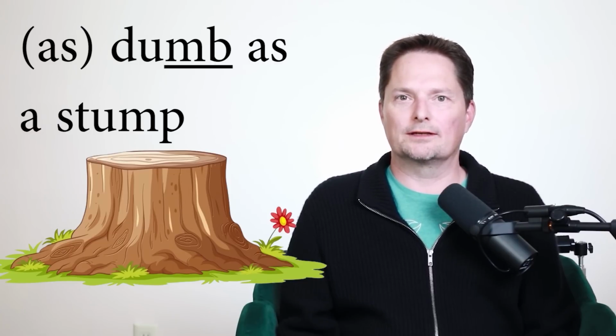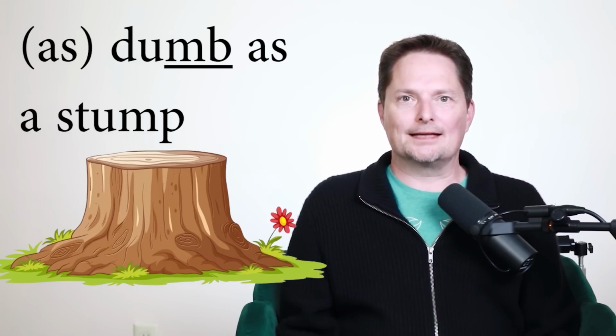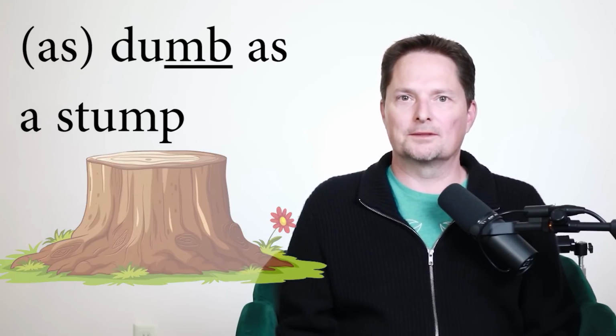Let's talk about the expression, dumb as a stump. If someone is very stupid, you can say they are dumb as a stump. Pronunciation, remember, dumb. The B is silent. Whenever you see MB at the end of a word, the B is silent. Dumb. Dumb as a stump. Not dumb as a stump, but dumb as a stump. As is not stressed. It's not an important word. So we don't say as with the ass sound like black cat. It's more closed. As dumb as a stump. Let's hear some examples with the expression dumb as a stump.